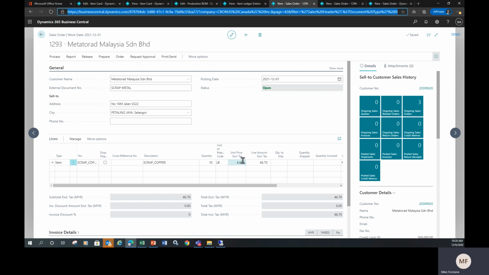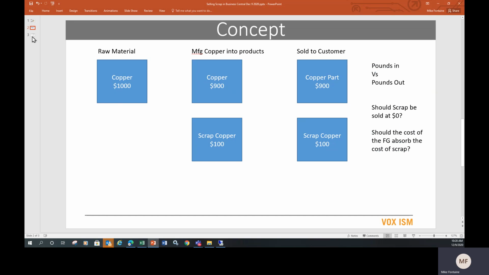So if you think about it, this is probably the best way to manage scrap, or how to deal with scrap, how to reduce the cost of your product kind of naturally by the 2%, 1%, whatever your scrap rates are. So hopefully that made sense.